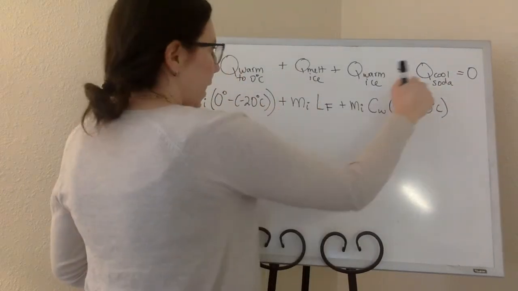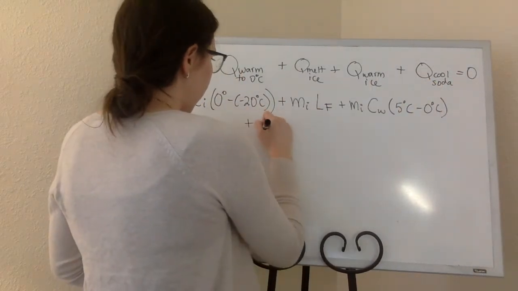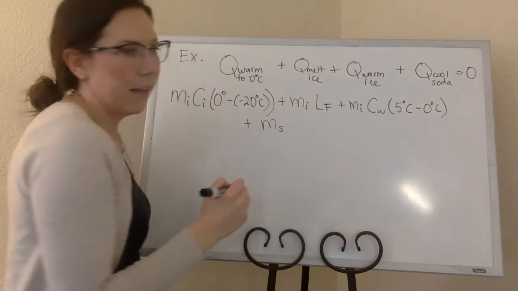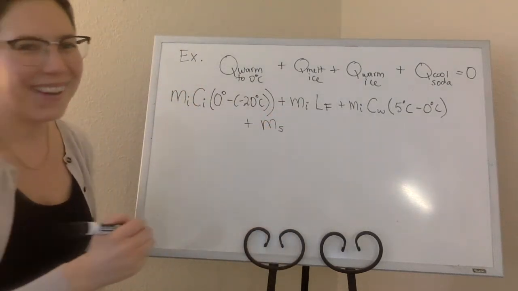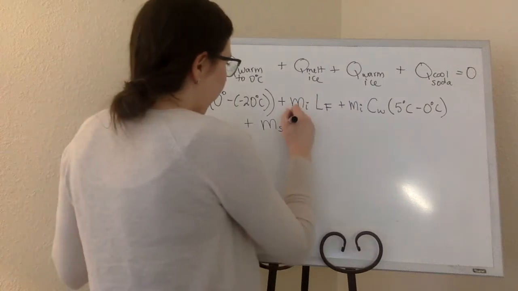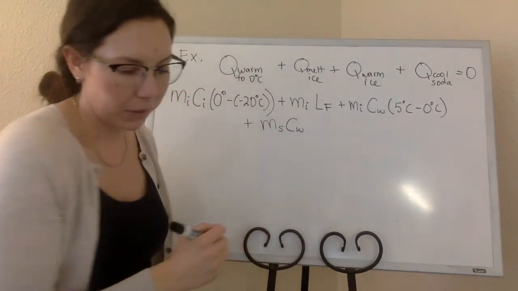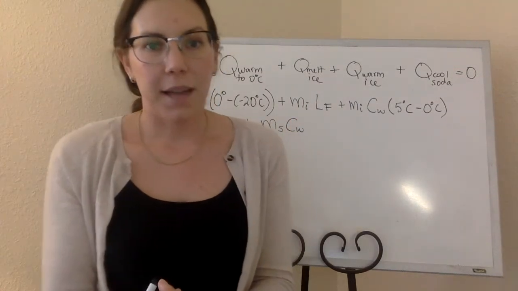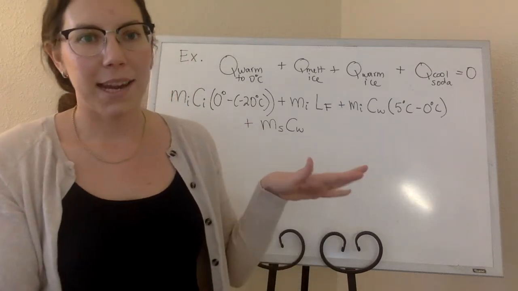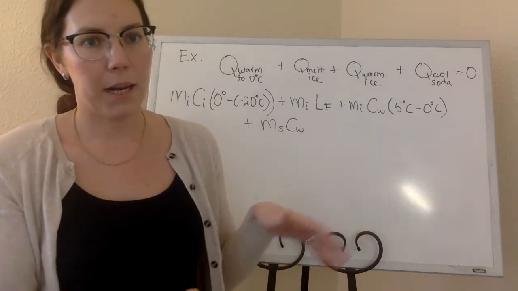And then I have this last term, which I'll have to write down here, plus the mass of the soda, or pop, and then that is seawater. We can assume that it's very similar to water and use that constant. And all of these constants are in the data sheet if you need to find them there.